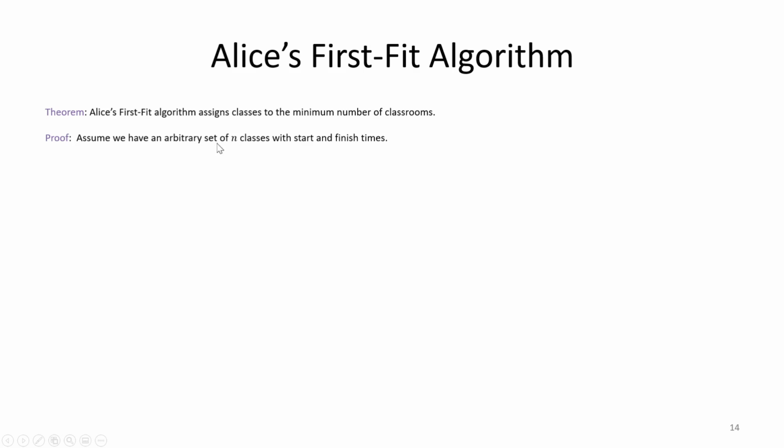Okay, and I just fleshed that out a little bit. We could just say, assume we have an arbitrary input. That's vague. It doesn't tell us what we mean. Well, here I say, give me an arbitrary set of classes, with their start and finish times. That's what I care about.